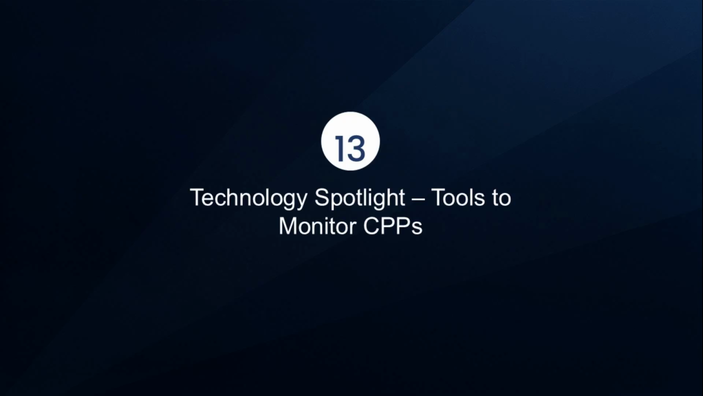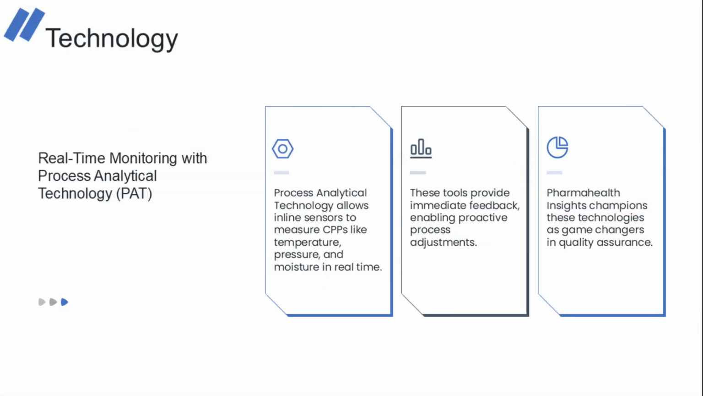Thanks to Process Analytical Technology, PAT, inline sensors can now continuously monitor CPPs like temperature, pressure, and moisture in real time. This instant feedback allows manufacturers to detect deviations immediately and make proactive adjustments before they impact product quality. Pharmahealth Insights recognizes these technologies as game changers in quality assurance, helping ensure consistent product quality, minimize waste, and improve overall manufacturing efficiency. By integrating PAT, companies can stay ahead of potential issues and maintain high standards every step of the way.